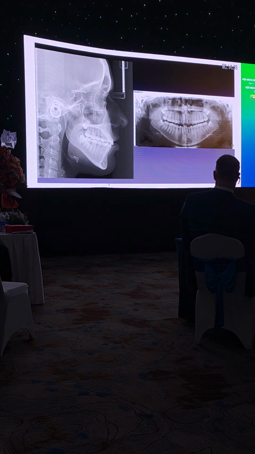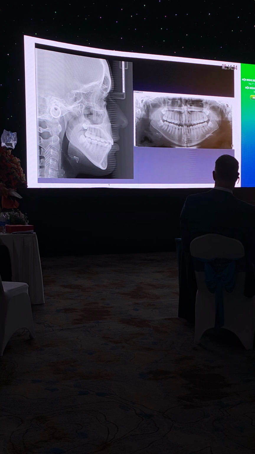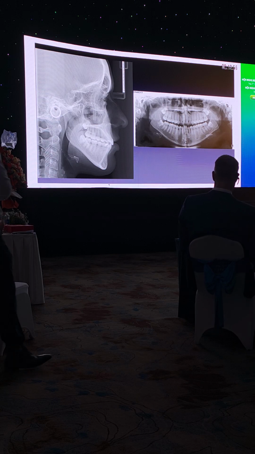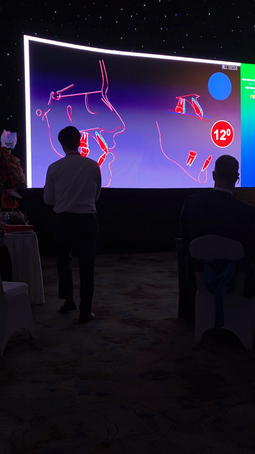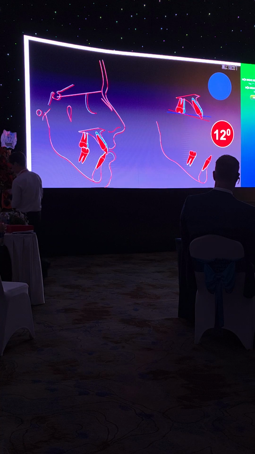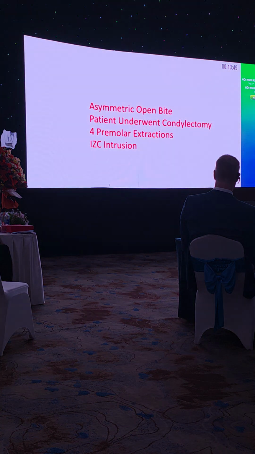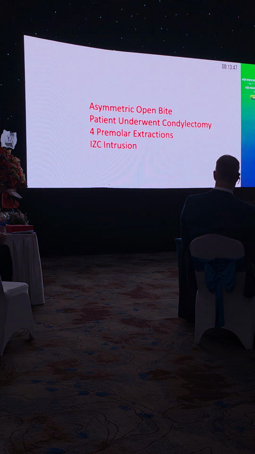Take a look at the long axis of the teeth. Pretty good. So anytime you are doing a distalization of the whole arch, you got to take the third molar out of the picture. You don't want the third molar. Okay, showing you how much change: 12 degrees of occlusal plane change in this patient.